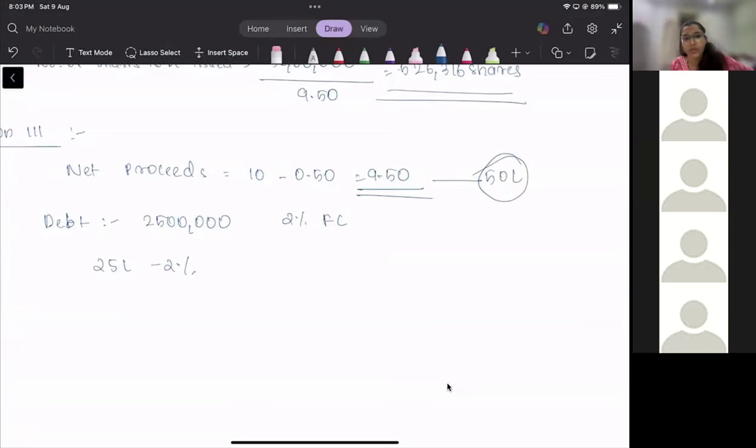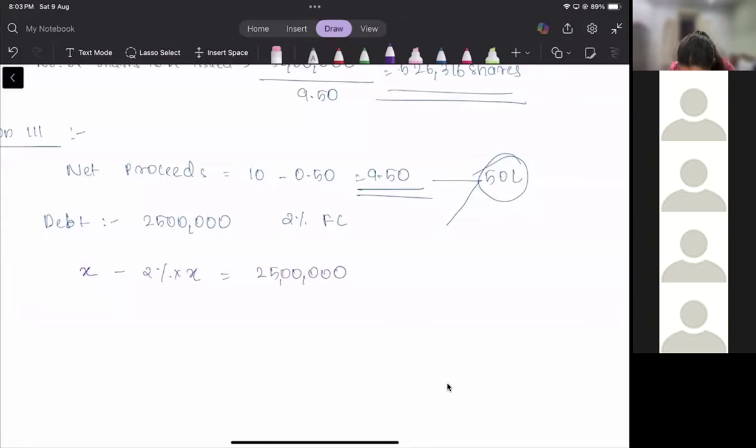25 lakh rupees you are raising through equity under option 3. But 25 lakh rupees you compulsorily need through debt. So if I issue 25 lakh and pay 2% flotation cost, is it okay? No, it's not okay. You need 25 lakhs in your hand. So we are going to find out how much we have to issue. Say there's an amount X. After 2%, we should actually get 25 lakh. If I reduce the flotation cost of 2% from the borrowing amount, I should get 25 lakh.